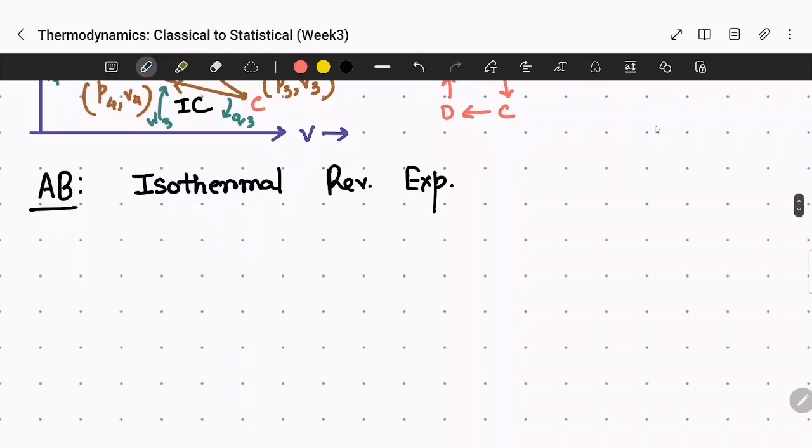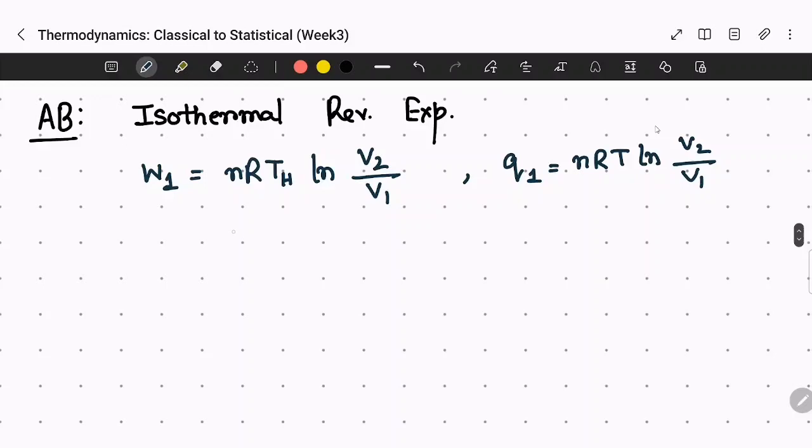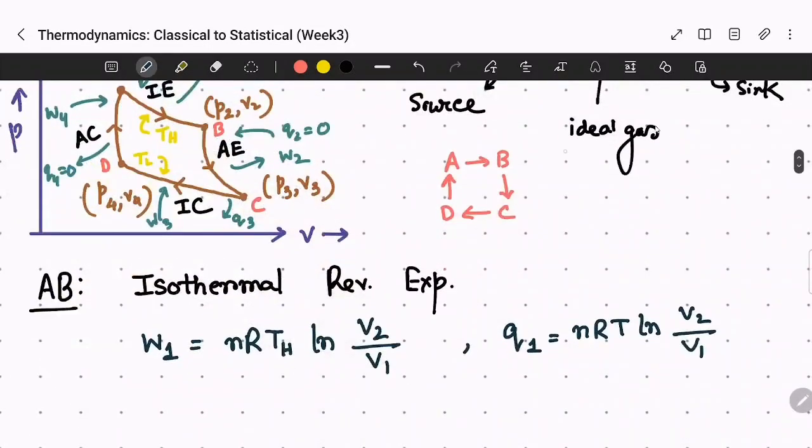This we know basically that W1 will be nRT ln V2 by V1. What is T here? T_H. ln V2 by V1. Similarly, Q1 will be nRT ln V2 by V1. Why? Because this is an isothermal and reversible process for an ideal gas. Everything is there. So for an ideal gas, we know that dU will be 0 for the isothermal process.